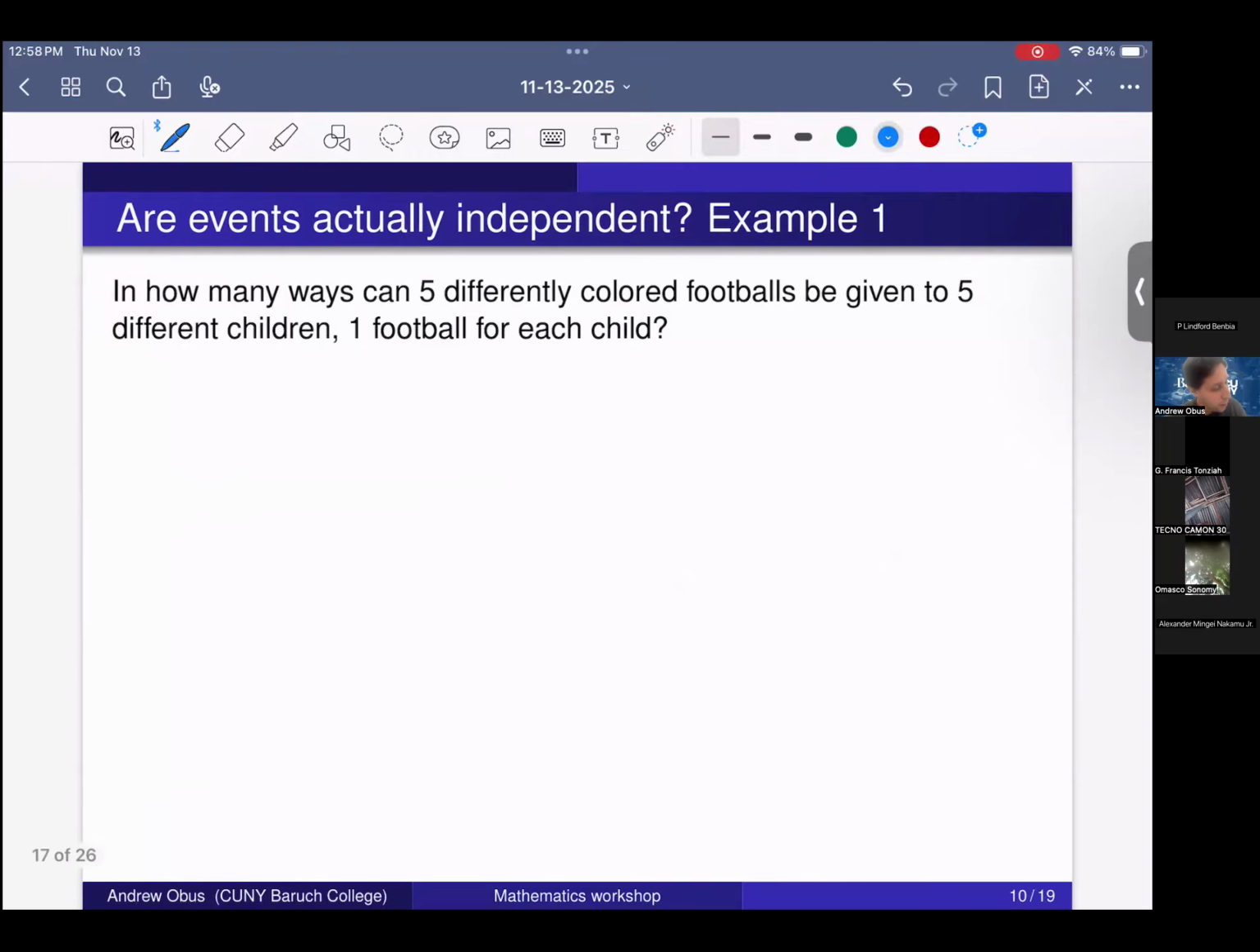So I find with these combinatorics problems, I like to draw just a little diagram. So I have these five children. Maybe we'll give them names. We can call them A, B, C, D, and E. Okay. And I've got five footballs and I'm going to give one to each child. So how am I going to do this? Well, there's a whole lot of different things to do, but basically, I'm making five different choices. I'm choosing which football I'm going to give to A, and then which football to B, and which football to C, and which football to D, and which football to E, right? Those are my choices.